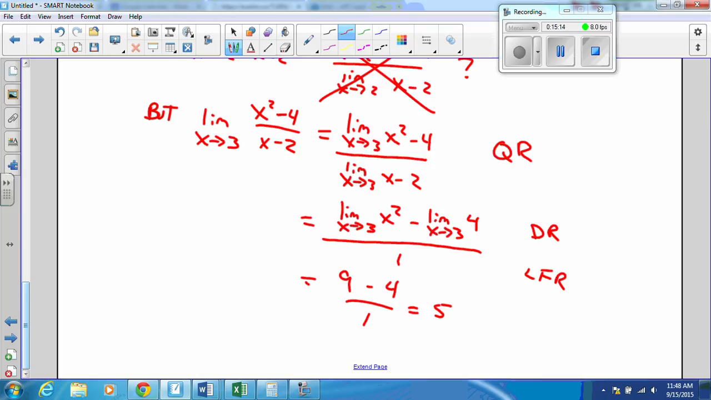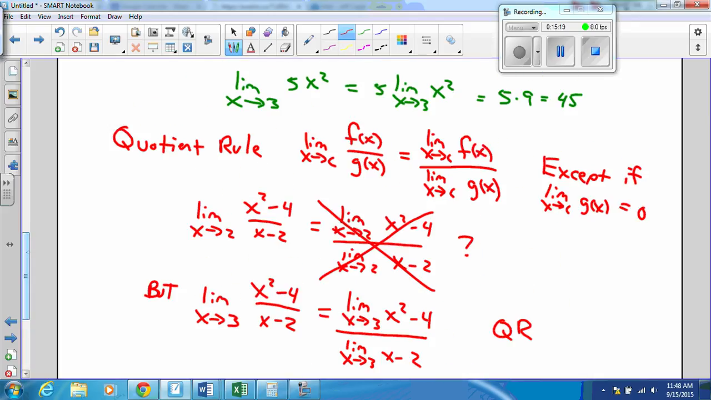Can I write this down? What happens when I evaluate the bottom limit? The limit as x goes to 2 of x minus 2. What number do I get? I get 0. That's right. And because I get 0, that means that my application of the quotient rule here was wrong. Cannot use quotient rule when the bottom goes to 0. Sometimes I might not know that ahead of time, and I have to backtrack and say, okay, this was the wrong way to go.